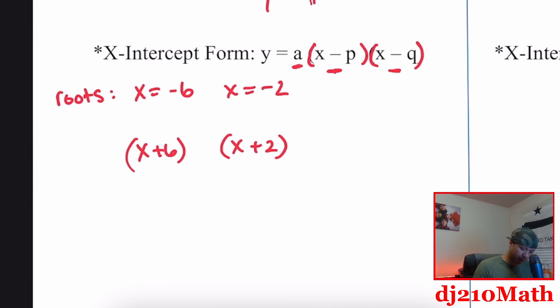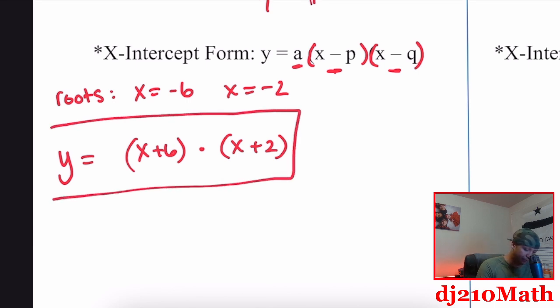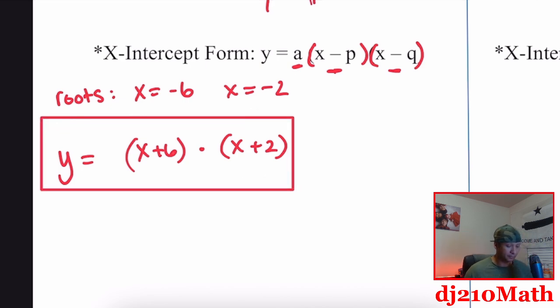Okay, moving forward. So we want to make it look like the form that we're trying to get. So y is equal to a times all this. Well, this is nice because right now we know that a is 1. So when a is 1, truly, you don't have to put anything. And this would be the answer, right? This would be the intercept form, is what you're looking at here. Y is equal to x plus 6, x plus 2.